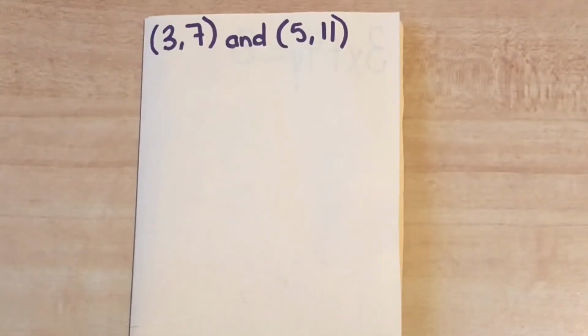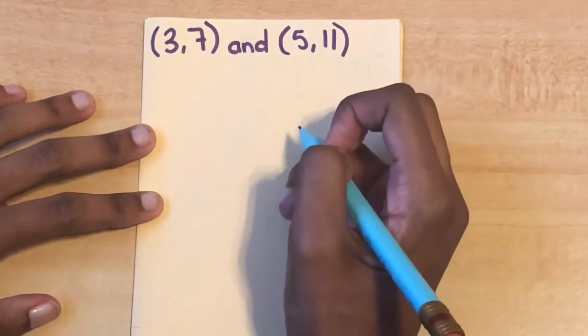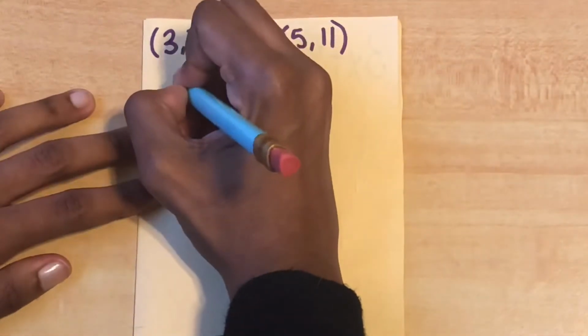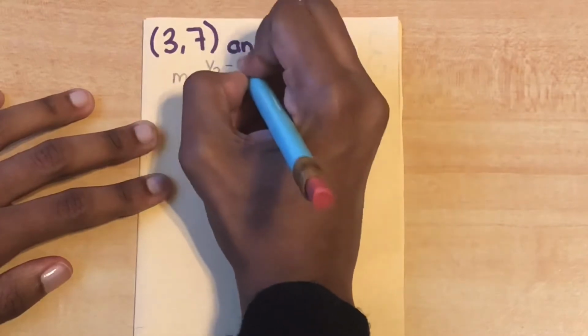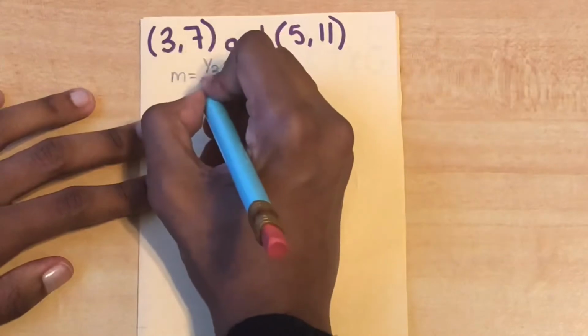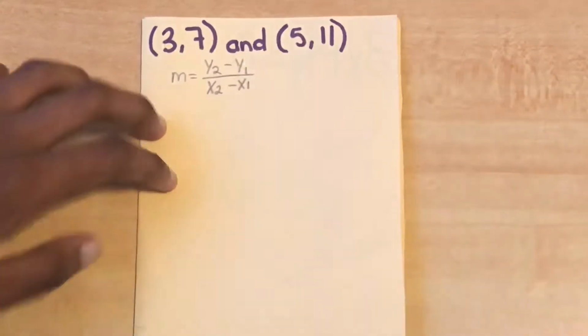Let's say you were given 2 ordered pairs, and we're told to put them in slope-intercept form. So here we have 3, 7, and 5, 11. So the first thing you want to do is find the slope. So in order to find the slope, you will need to use the formula m equals y2 minus y1 divided by x2 minus x1.